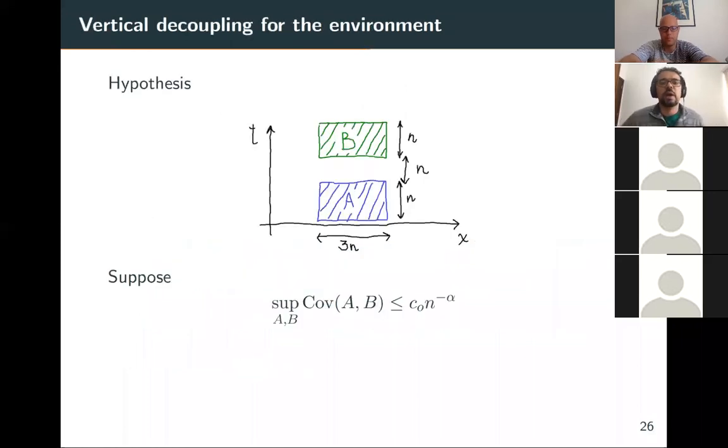So let me recall the hypothesis that we are going to use at the beginning of the talk. It's a decoupling hypothesis. Augusto explained it for quite a while. We have time and space and boxes of side length n by 3n, separated by a distance of at least n. And we assume that the covariance decays as a power law with a given exponent. In Augusto's talk, it was 8 plus epsilon. It's because we need this alpha to be big enough for our arguments to work. And I'll try to hint why we need this.